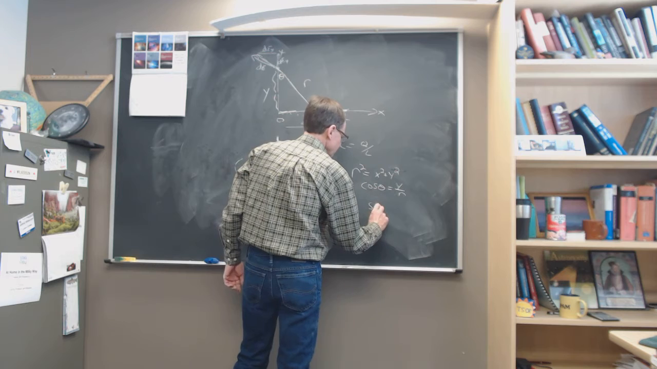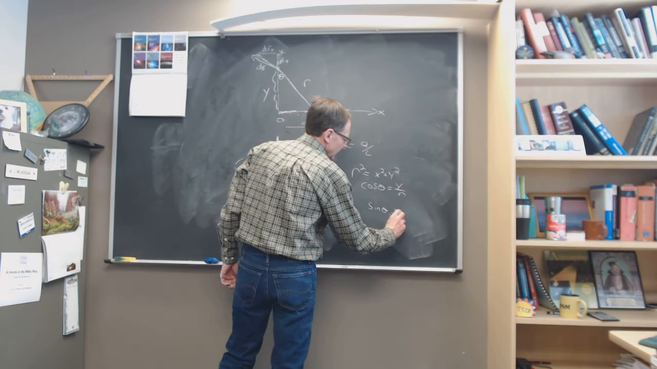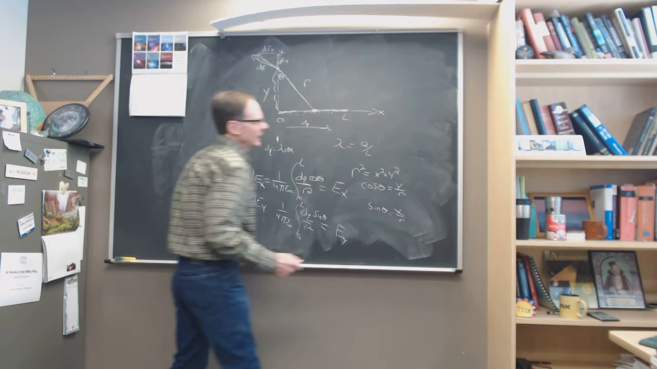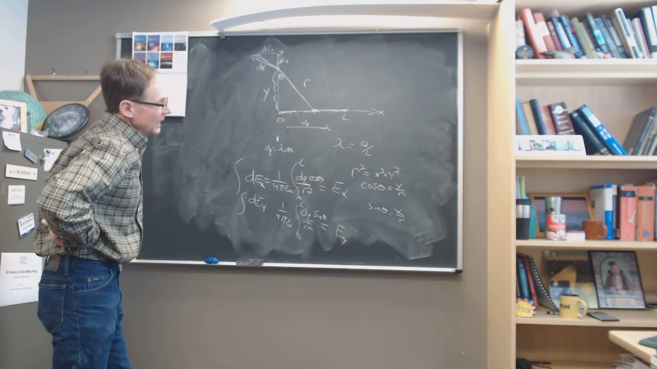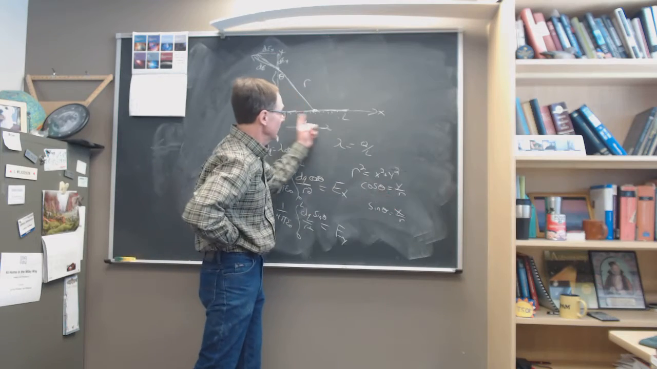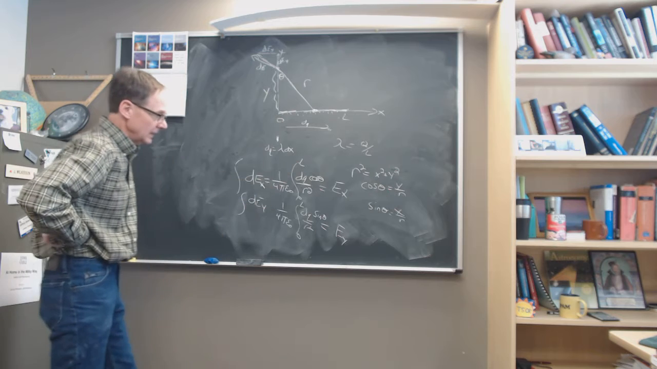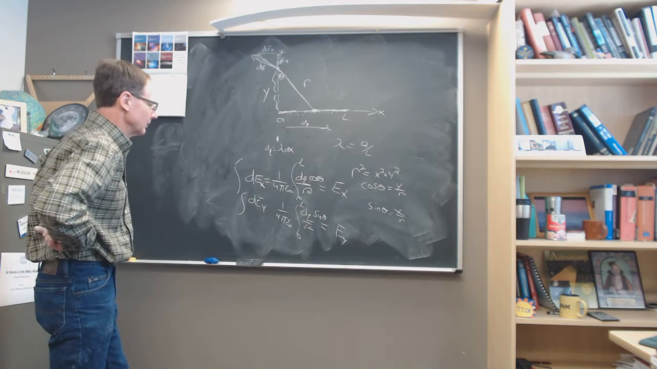And the sine of theta is then going to be x over r. x is not fixed. y is fixed. x is varying as you do your integral. As you integrate out this way, you're changing x from 0 to L. So x is going to be a variable in there.